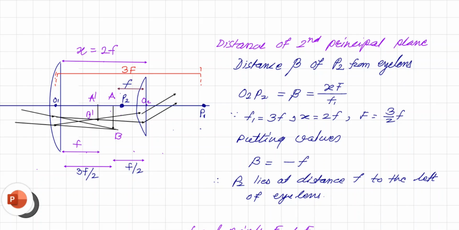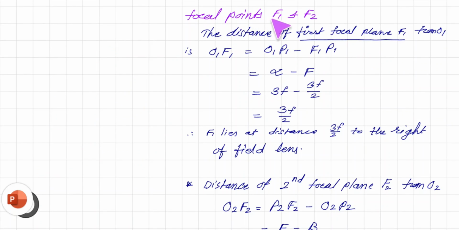So this way the principal points can be fixed. Now the focal points f1 and f2. The distance of the first focal point f1 from O1, that is O1 f1, is equal to O1 p1 minus f1 p1. Here O1 p1 is equal to alpha, minus f1 p1 which is equal to f. We know that alpha is 3f, and 3f minus f is equal to 3 by 2 f. So it is the distance of the first focal point, that is why f1 lies at distance 3 by 2 f to the right of the field lens.